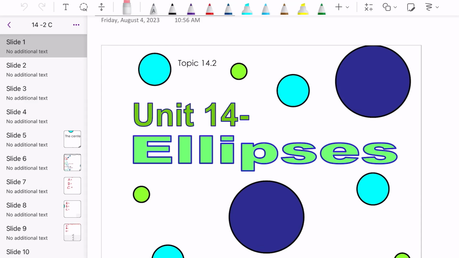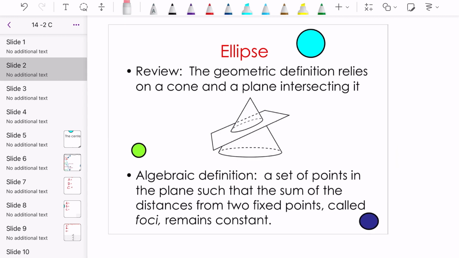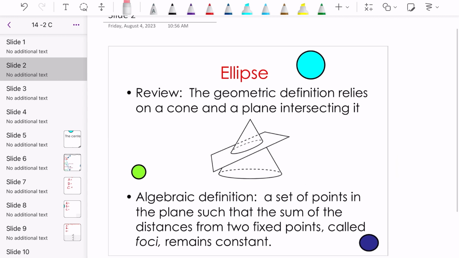Welcome to Unit 14.2, Ellipses. So within this section, we're going to be talking about ellipses, also known as ovals. Now, ovals generally have one of two directions that they're going to face. They're either going to be vertical and standing up, meaning the long vertex is vertical, or they will be horizontal. It would look like a horizontal oval laying on its side rather than standing up.